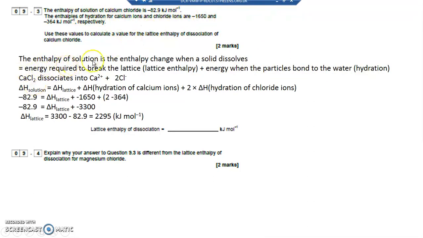So my enthalpy of solution is the process of dissolving the solid, so the enthalpy of solution is minus 82.9, and that equals the lattice enthalpy, the energy required to break up the lattice when it dissolves, plus the energy that you get back when it starts to bond to the water. So minus 82.9 is the lattice enthalpy added to the values of the hydration when they bond to the water.